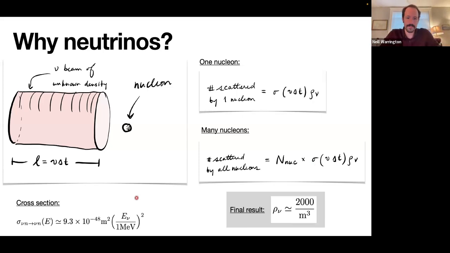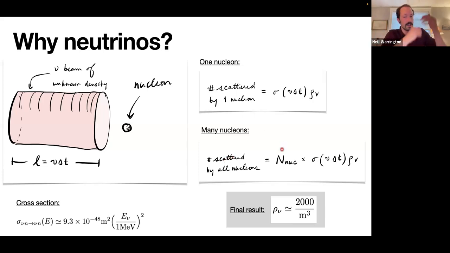Okay, if you look up on the internet or just calculate it yourself, the low energy cross-section for neutrinos and nucleons is this. It's crazy small, 10 to the minus 48 meters squared, or 10 to the minus 47 roughly. Anyways, it's energy dependent, c'est la vie. We know all numbers in here but rho v, okay? We know that the number scattered is like 12 neutrinos if we look back.